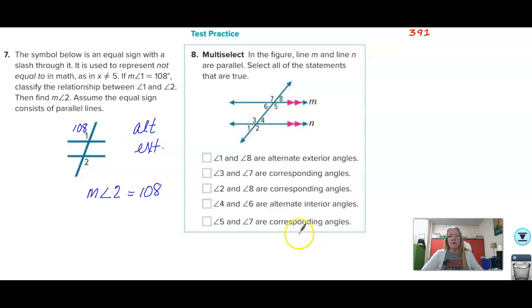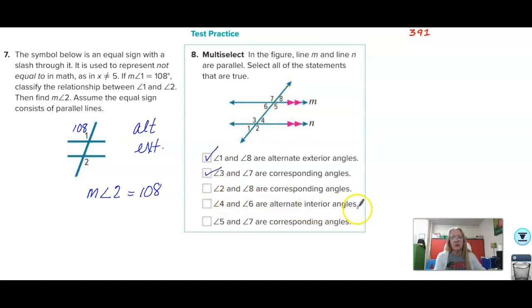Number 8, now we're naming things here. Angles 1 and 8. Here's 1, here's 8. They're on opposite sides of the transversal, so they're alternate, and they're outside, so they're alternate exterior. So this is true: 1 and 8 are alternate exterior angles. 3 and 7 are corresponding. 3 is the top left, 7 is the top left, so they are corresponding. 2 and 8 are corresponding. 2 is the bottom right, and 8 is the top right. They are not corresponding angles, so we don't mark that one.